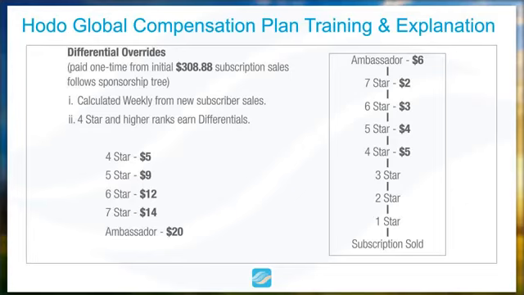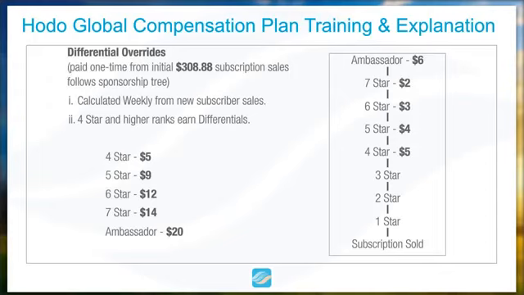He earns the direct bonus, right? And if there's enough volume on the left-right side, he might be able to get a cycle bonus out of that subscription that was sold, okay? The 2-star that's directly above that person is not qualified to earn this bonus. Neither is the 3-star, but the first 4-star upline or above is going to earn $5, okay?